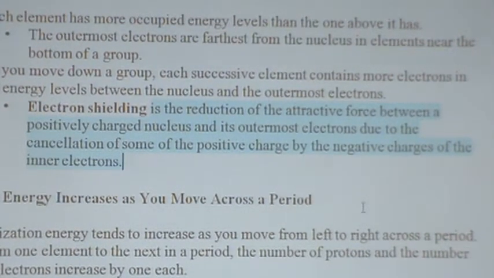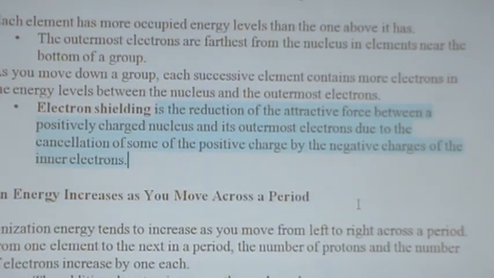This one we're supposed to write. So as I just said, electron shielding. Hopefully my definition was better and made more sense to you, because this one's kind of long and rambling, like most of my lectures. Electron shielding is the reduction of the attractive force between a positively charged nucleus and its outermost electrons through the cancellation of some of that positive charge by the negative charges of the other electrons, the inner ones.